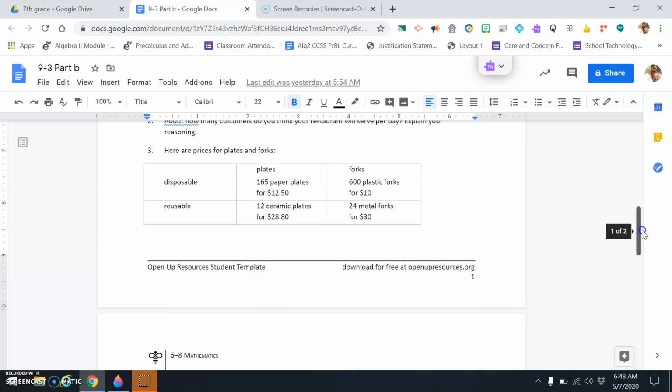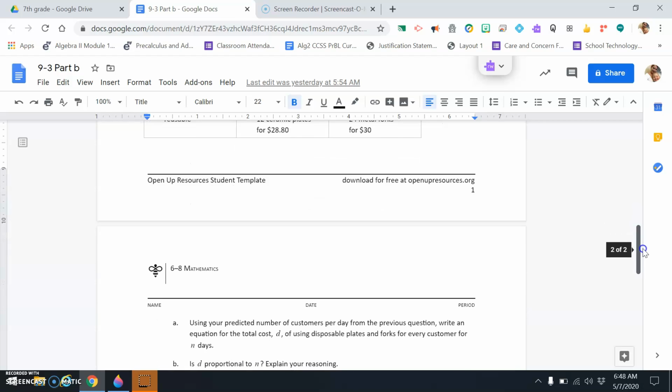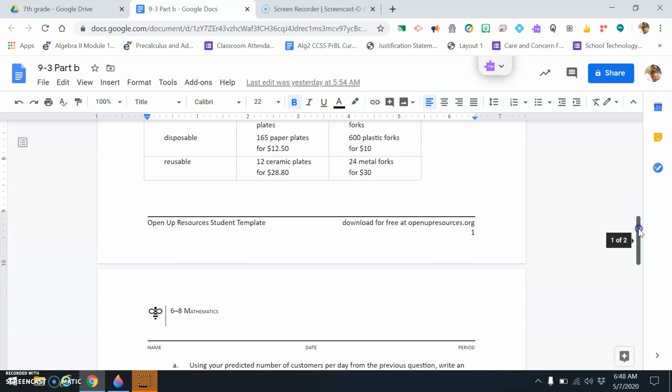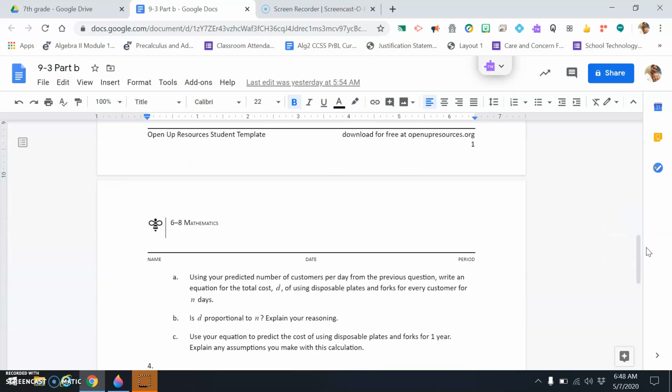I'm going to move down to 3, and 3 has a couple parts to it. So 3, here are the prices for plates and forks. Okay. And question A says, using your predicted number of customers per day from the previous question, so from question 2, write an equation for the total cost D of using disposable plates and forks for every customer in N days. Alright, so we gotta do some math.